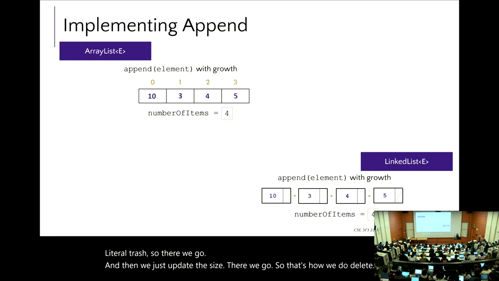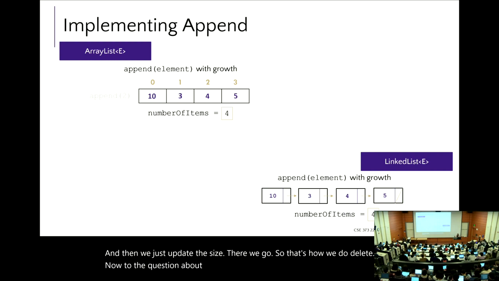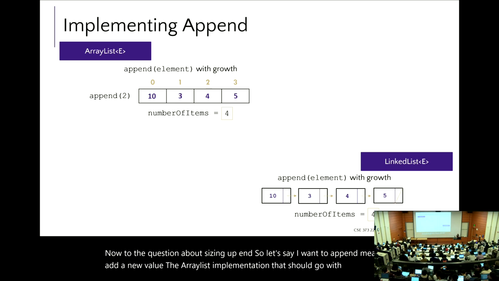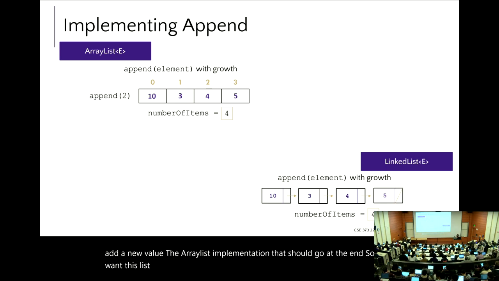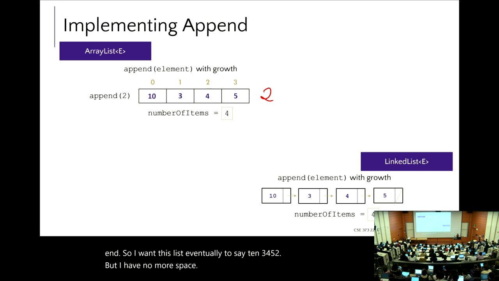Now, to the question about sizing. Append. So let's say I want to append, meaning add a new value into the array list implementation that should go at the end. So I want this list eventually to say 10, 3, 4, 5, 2, but I have no more space. Anyone want to guess what we need to do? Anyone have any guesses where we go from here?